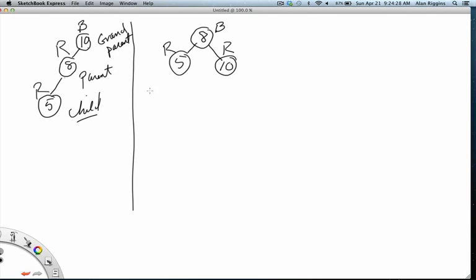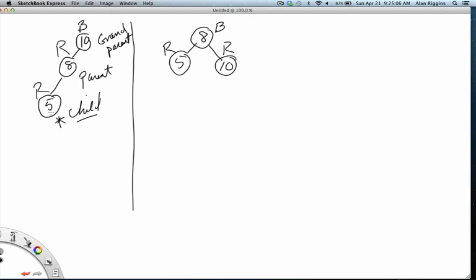However, with red-black trees, we need to bear in mind the concept of child, parent, and grandparent. So the child always causes the problem. It's the child node that causes the problem. That is, without the child, there's no problem. We have the 10 black and an 8 red. No issues. This satisfies the red-black tree conditions. However, when we put the child in here, we now have a red violation. So the child has caused the problem. The child has caused a red violation.